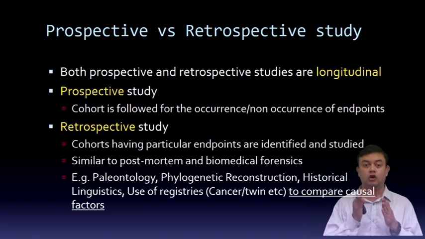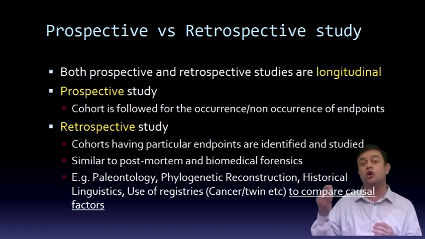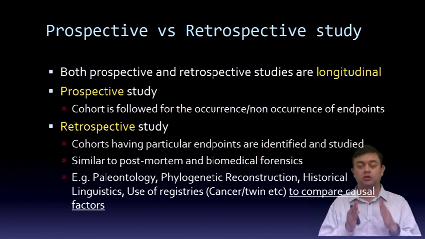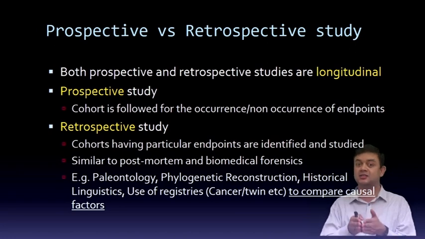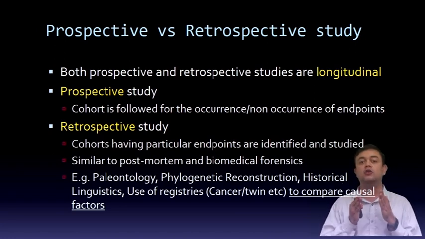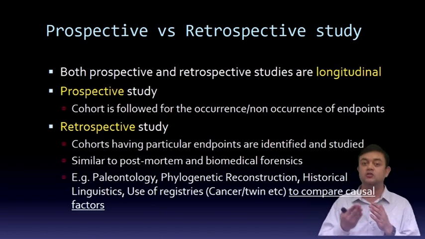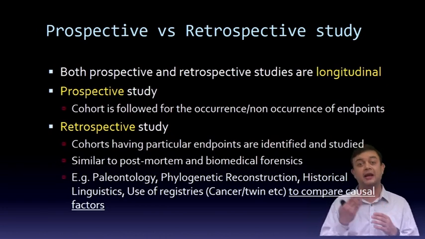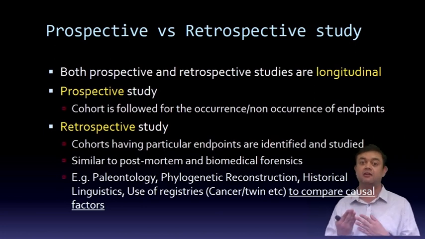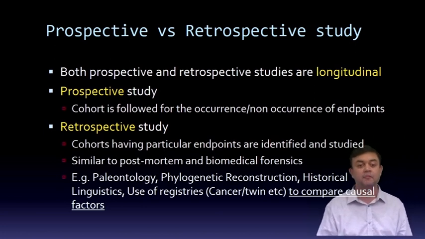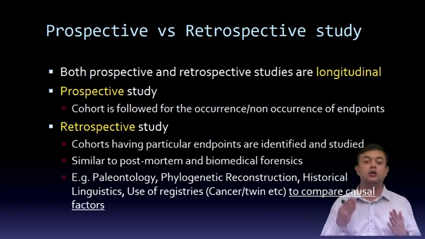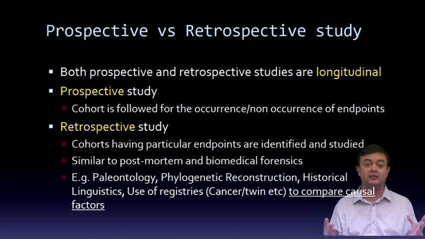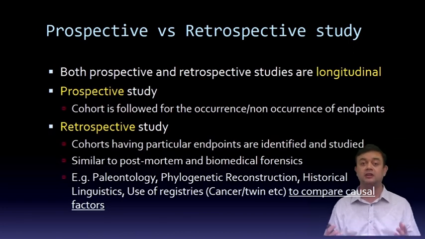So in a prospective study, the cohort is followed for the occurrence or non-occurrence of the endpoint, while in retrospective studies, cohorts having a particular endpoint are identified and studied. For example, if cohorts are HIV positive patients, then we can see what are the risk factors that might have caused that person to get this particular HIV disease. So that is called the retrospective study. For example, paleontology, phylogenetic reconstruction, historical linguistics, or use of registries, cancer registry, twin registry, to compare the causal factors. So all these are examples of the retrospective studies.